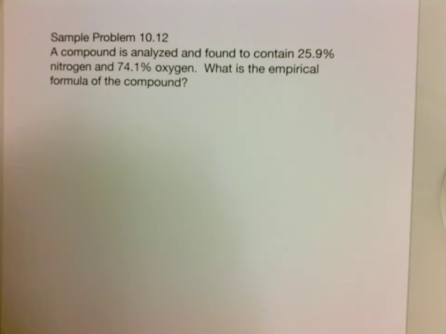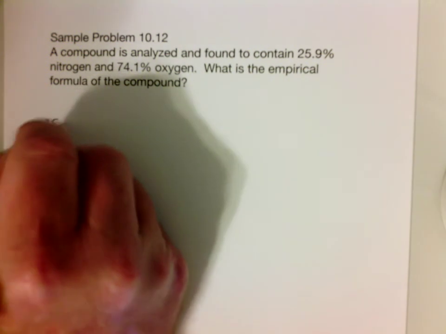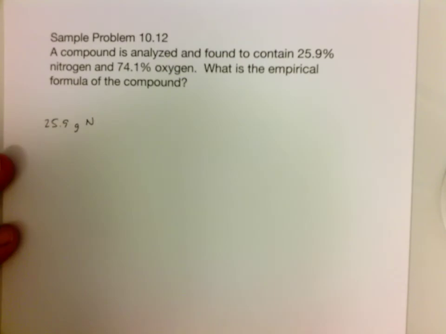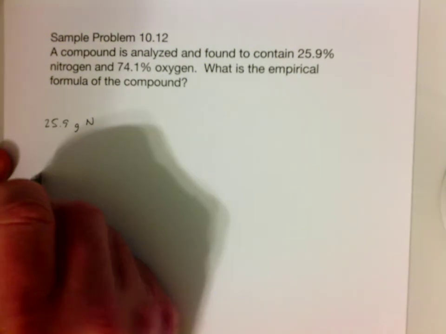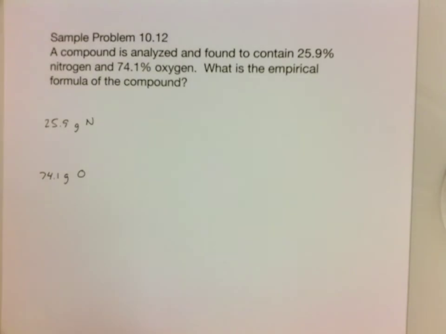Because when we do that, our 25.9% nitrogen conveniently becomes 25.9 grams of nitrogen. In similar fashion, our 74.1% oxygen becomes 74.1 grams of oxygen. Notice we went O and not O2 because this is a compound, and we are going to find the formula of the compound that we have.